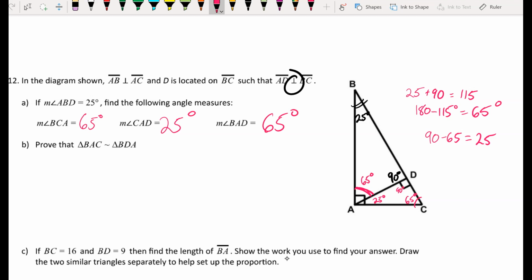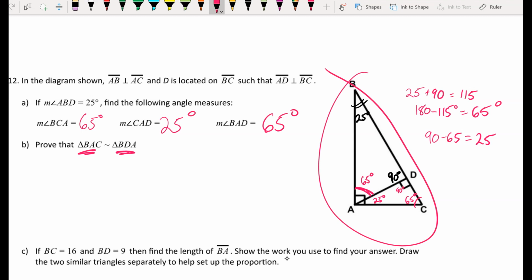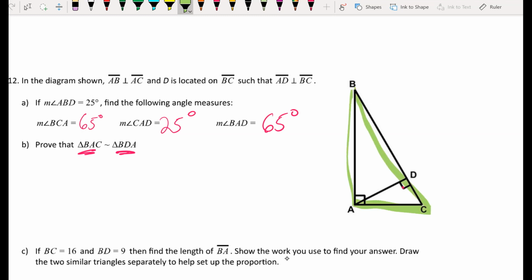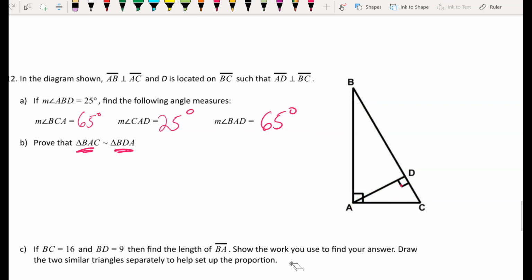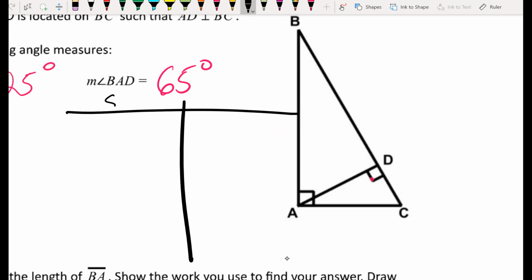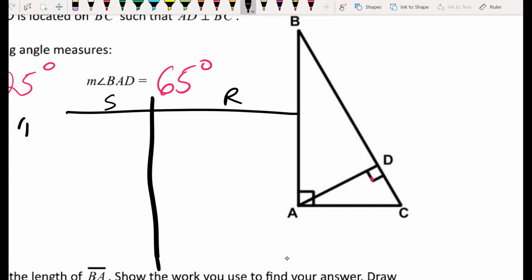So let's try to prove that I've got two similar triangles with BAC and BDA. I'm going to erase my markings here just to make it easier to look at and say to myself, I want to prove these two triangles similar. I want to prove triangle BAC, so the full triangle, and triangle BDA, the triangle on top there. So let's get started. I'm going to give myself a statement column and a reason column, and I'm going to restate my givens. They actually gave me a lot in the givens.